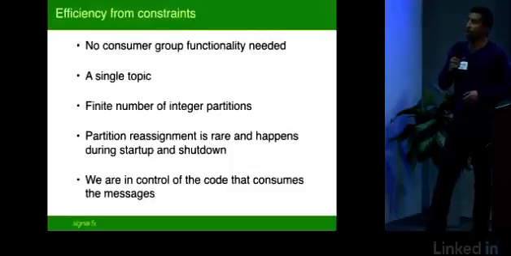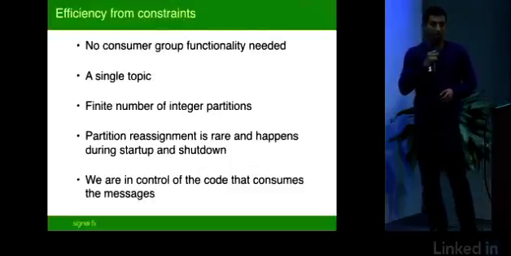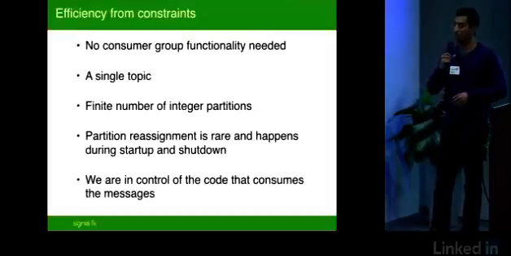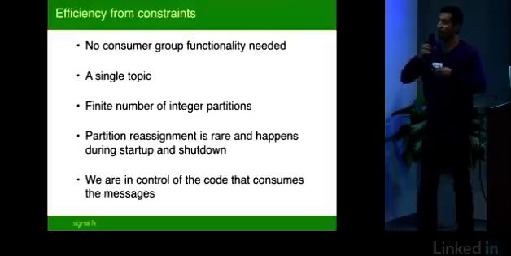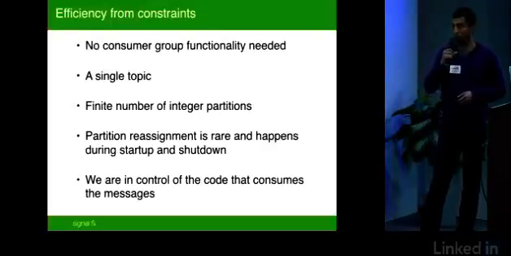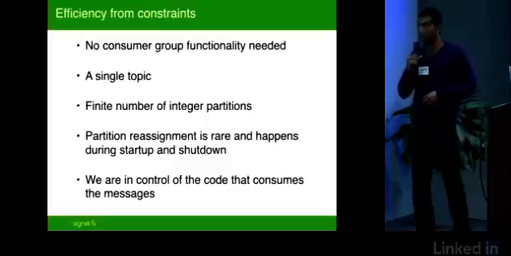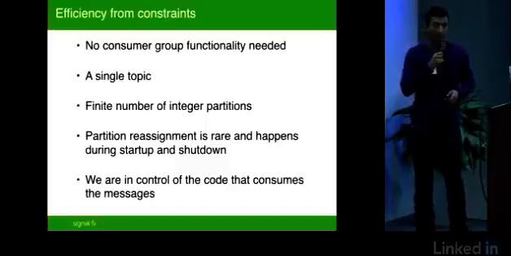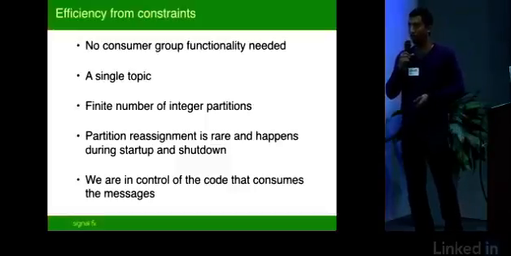Okay, so almost all efficiencies actually come from constraints. There's no magic insight that we had which made us go a lot faster. So what are our constraints? Well, we didn't need any consumer group functionality, so our client could be very simple. We had a single topic which could be frozen as soon as the consumer was created.